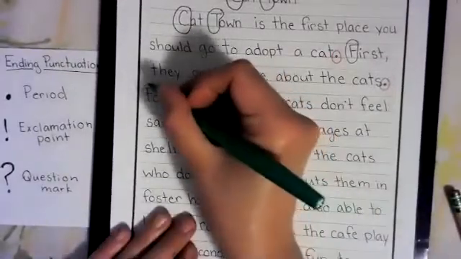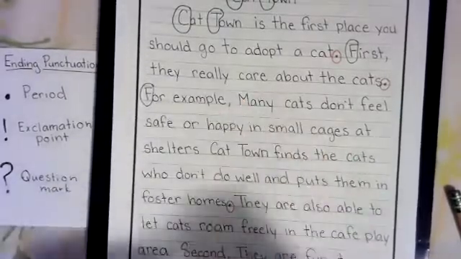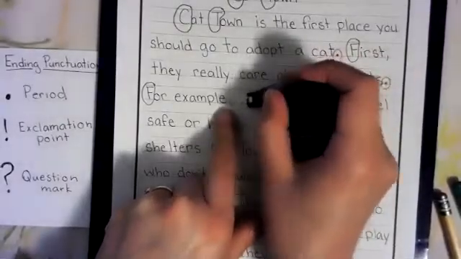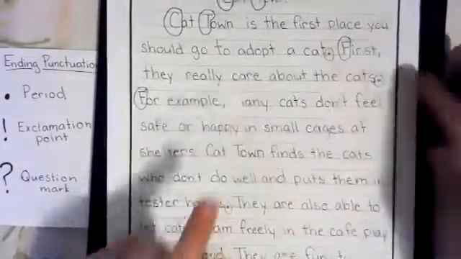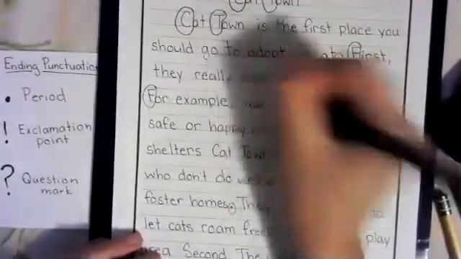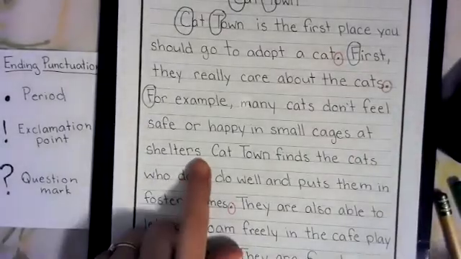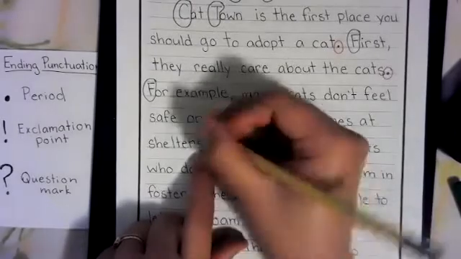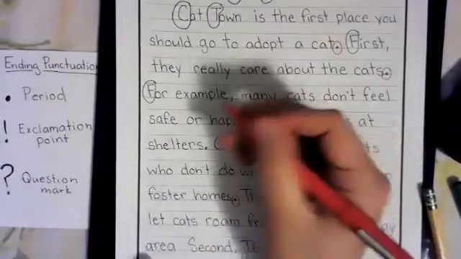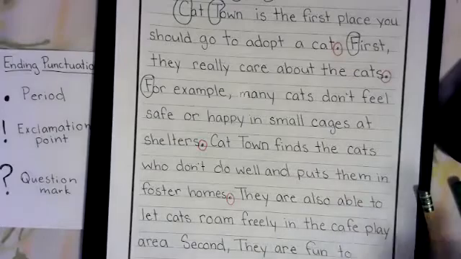For example, many, oh, that's not supposed to be capitalized. I think I just capitalized it because I first had it capitalized and then I added my transition word. Many cats don't feel safe or happy in the small cages at shelters. Uh-oh, I forgot a period. That's okay, we can make mistakes. And that's what we're doing right now, right? We're looking to see that we remember these.